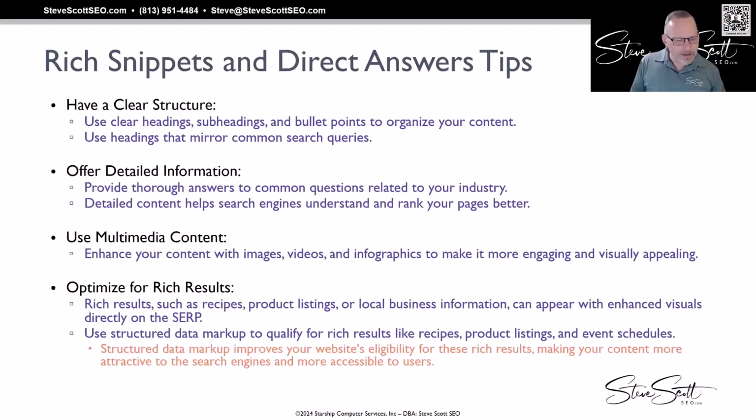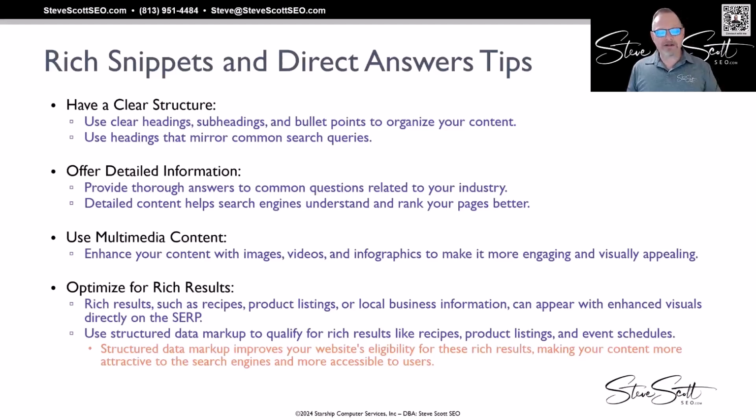Also, use multimedia content, right? Enhance your long form, detailed content with images, with videos, maybe some infographics, anything that can help make it more engaging and more visually appealing for your users, right? Because if users engage with your content, they look at your content, they read it, they spend more time on your website when they do go there, or if somebody does get that featured snippet, they may click through to get more detailed information. So I know we're talking zero-click searches, but it doesn't mean people aren't going to want more detailed information at some point.